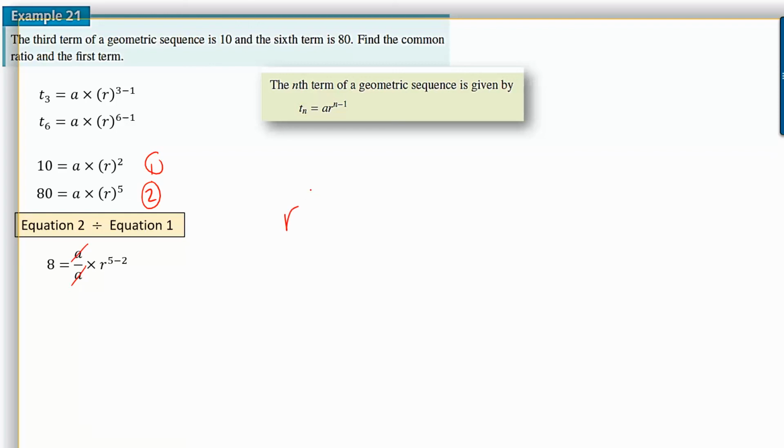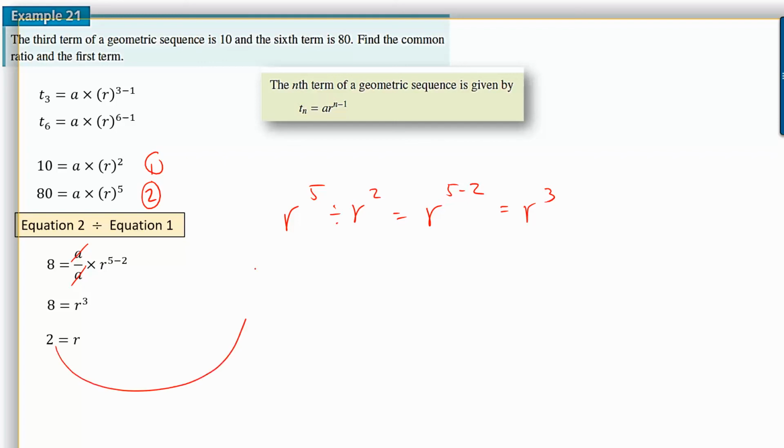And then r to the power 5 divided by r squared. Don't be scared, it's the same thing. That's what you learned in Year 7, index laws. R to the power 5 divided by r squared conveniently gives me r cubed. So r cubed equals 8, and finally r equals 2. You know R, you can now find A.